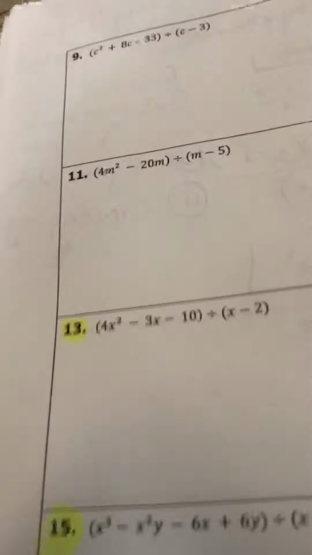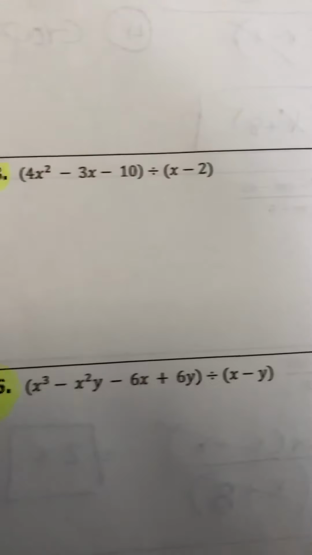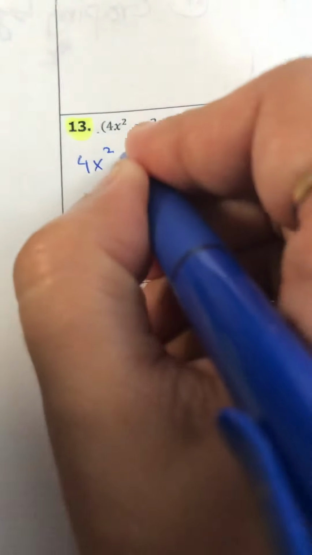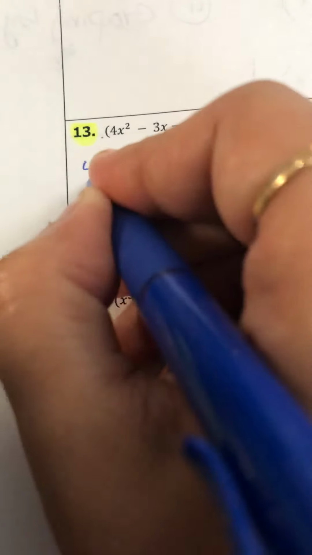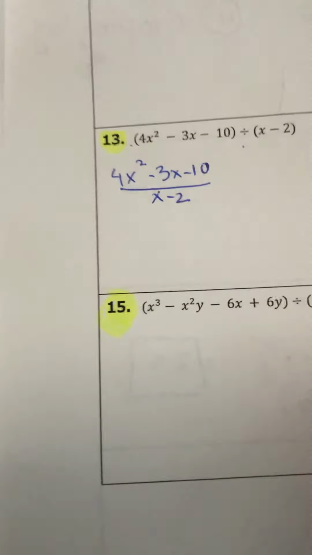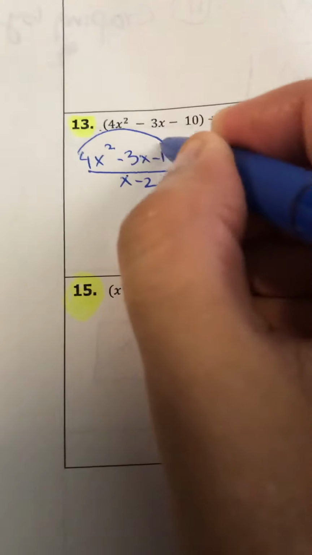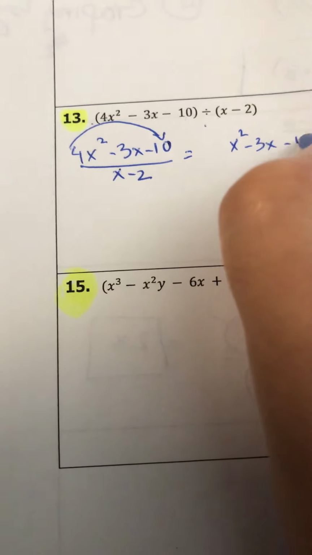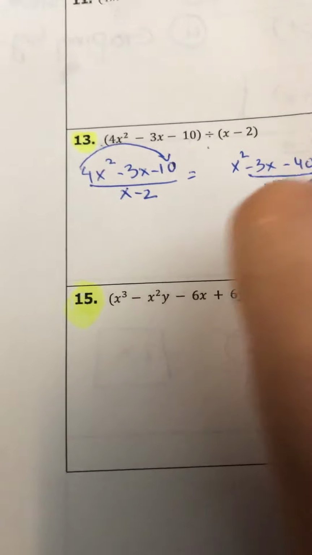Let's do two more examples. This is the easiest topic. I wanted to take the quiz before this, but now I guess after division we can do it. Let's do the same process. It's the same thing. Let's rewrite it into the fraction form. It can be written as 4x squared minus 3x minus 10 divided by x minus 2. I'm going to do the slip and slide method, which makes it x squared minus 3x minus 40 divided by x minus 2.